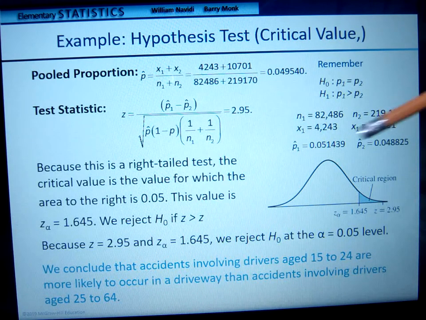Now, because this is a right-tailed test, the critical value has an area to the right of 0.05. The value of Z alpha is 1.645. So we're going to reject the null hypothesis if Z is bigger than Z alpha.